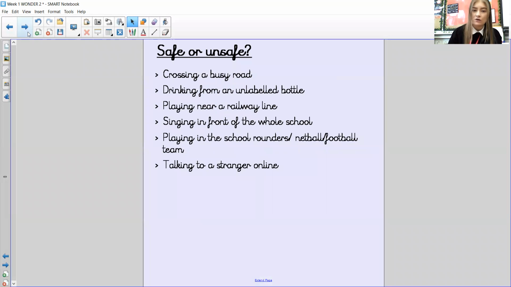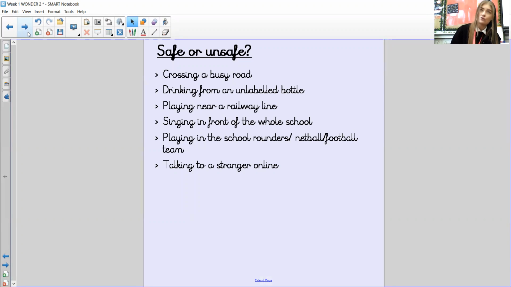Okay, so crossing a busy road. It is unsafe, but we can teach ourselves strategies and ways of approaching the situation that can make ourselves safe within it. But generally, crossing a busy road can be very unsafe. Drinking from an unlabeled bottle, I would say that's also unsafe because you don't know what's in it. Playing near a railway line, I would say is also unsafe because of the potential risks and the hazards that could come from it. The danger potentially in that situation is that there could be a train going past and we could get stuck or something.